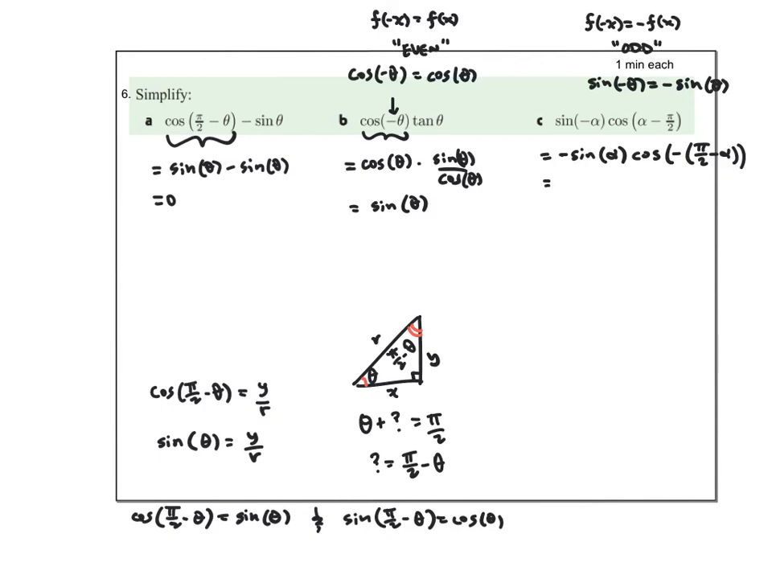And since cosine is even, that would be equivalent to cosine of pi over 2 minus alpha, which of course we know would be equivalent to sine of alpha, referencing this identity below. Therefore, part C would be equivalent to negative sine squared alpha.